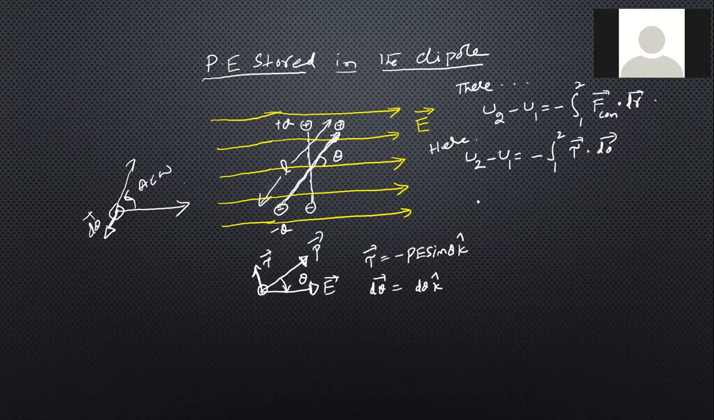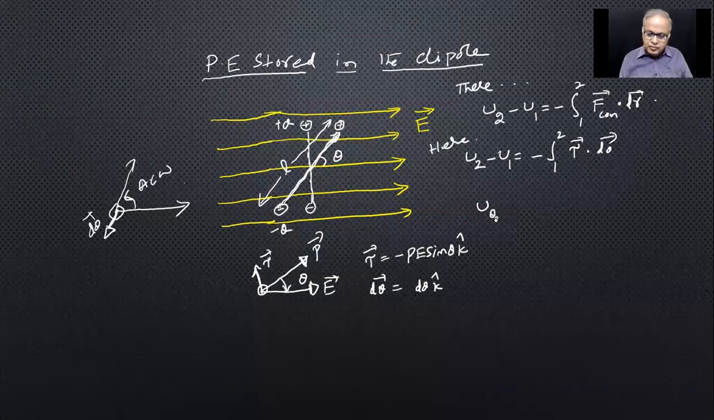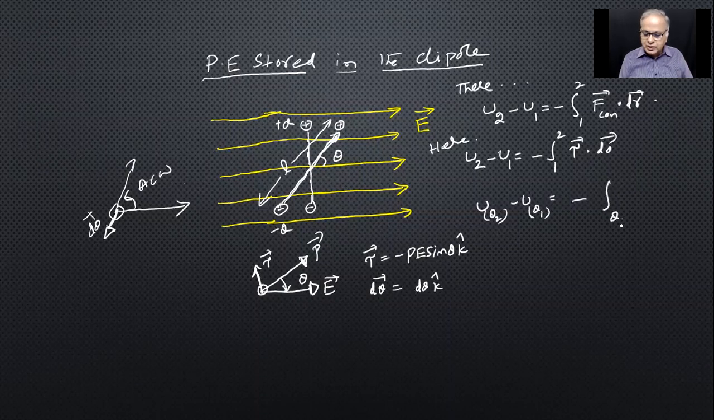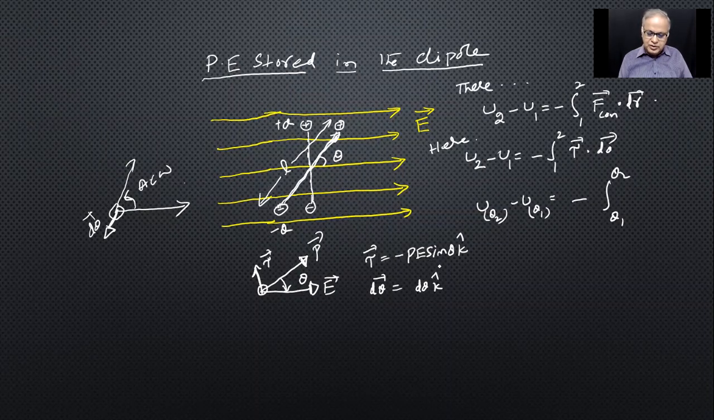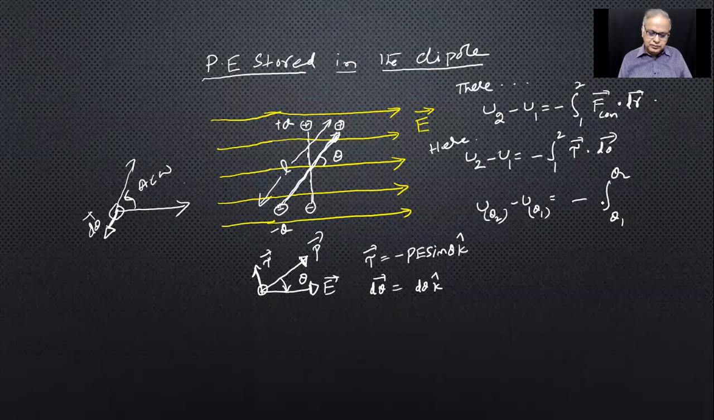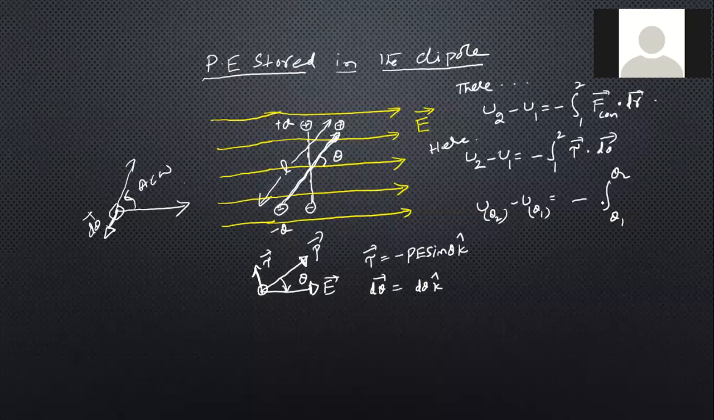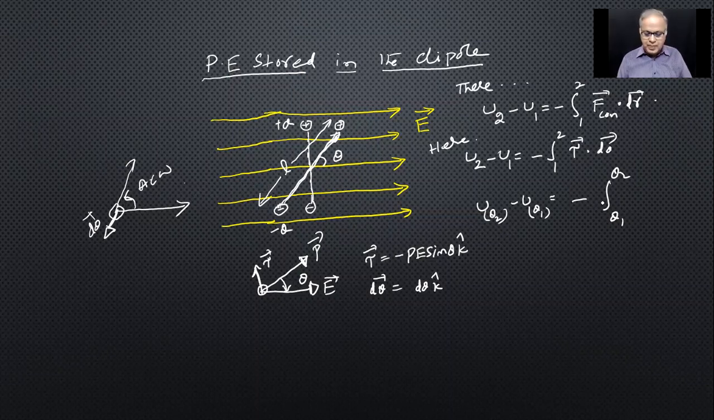So here, U at theta 2 minus U at theta 1 is equal to minus integral from theta 1 to theta 2 of this one. Do you understand? Yes, sir. So, will the torque be 0?